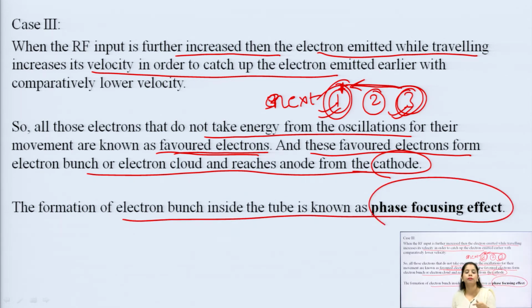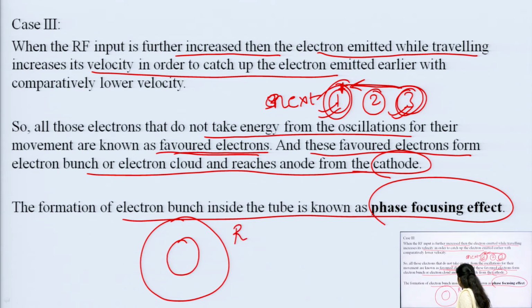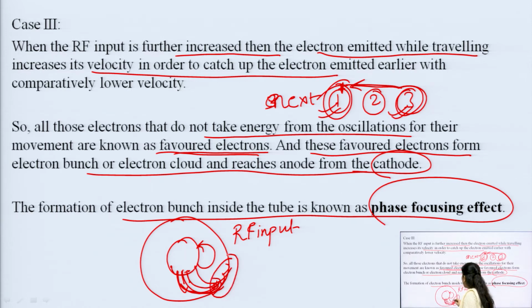So, this is also an important term. How will you define the phase focusing term? There is a cathode, there is an anode, and RF input is present. Some electrons will move from cathode to anode and some electrons will not move from cathode to anode, they bounce back, but the further electron which is emitted will also reach the anode at the same time, but with increased velocity, and the formation of a bunch of electrons occurs, and this is called the phase focusing effect.